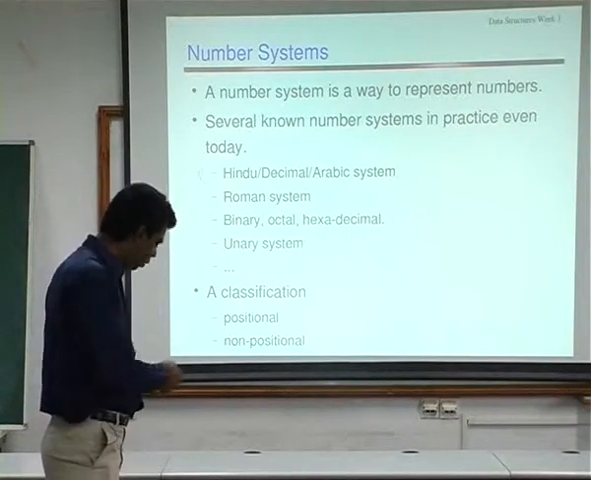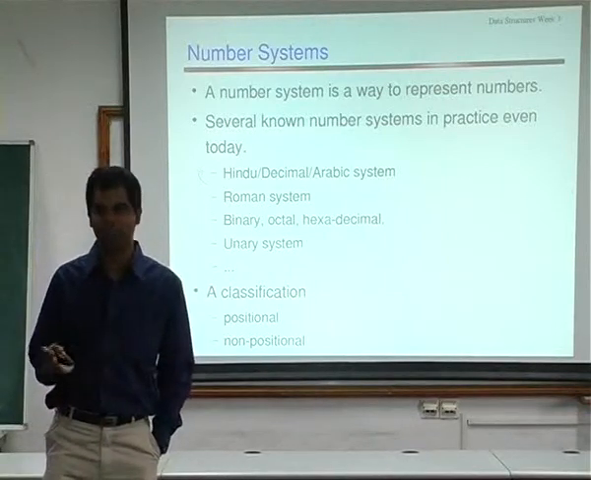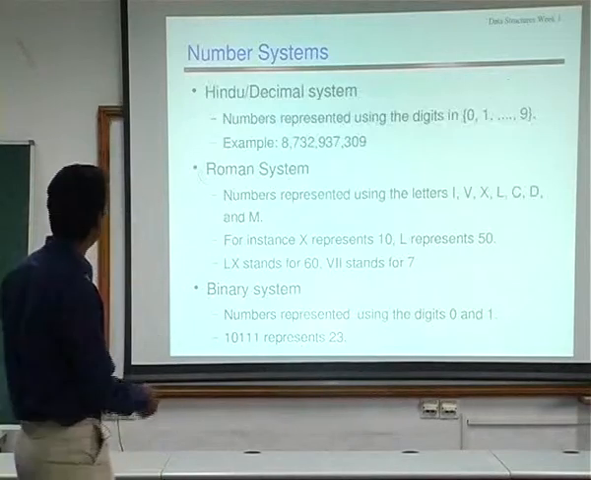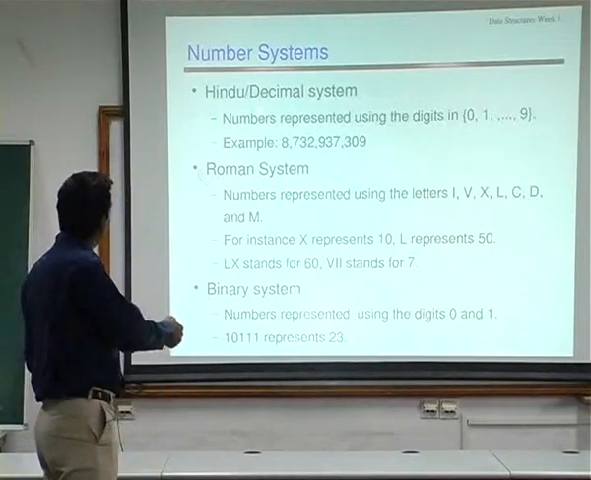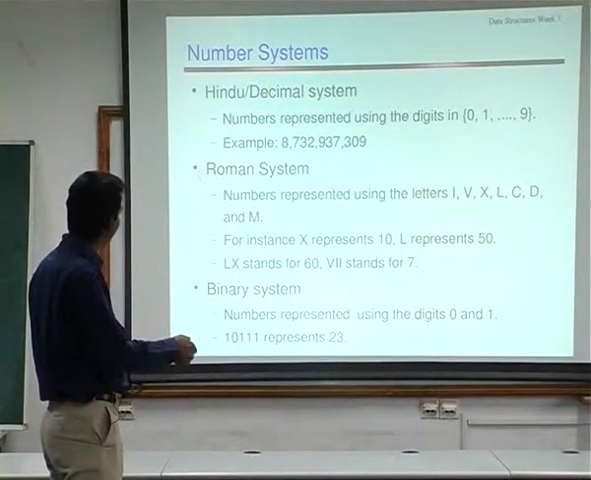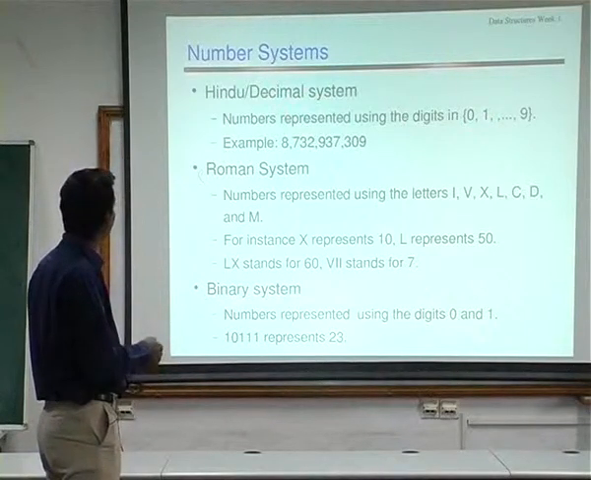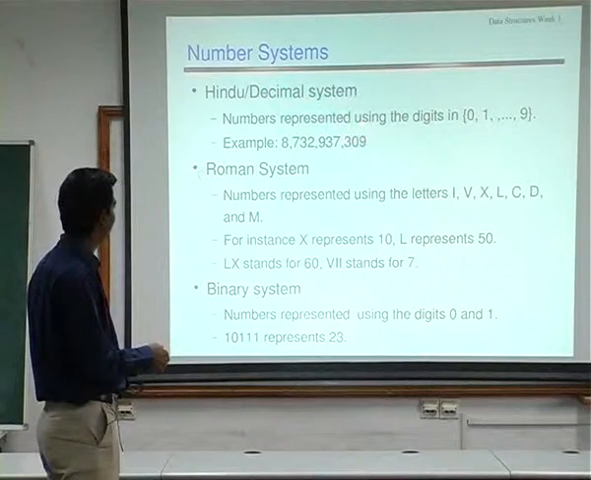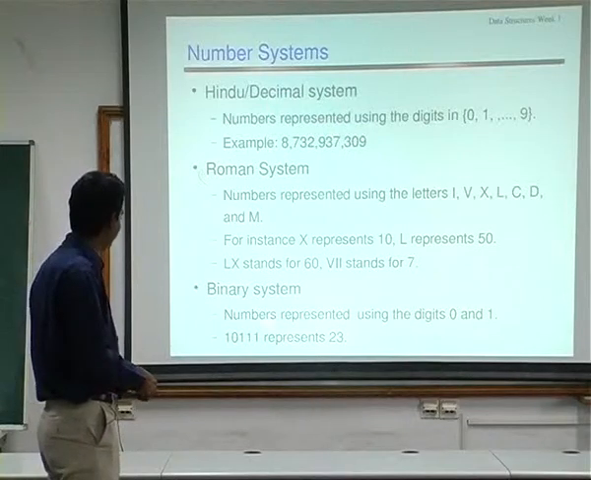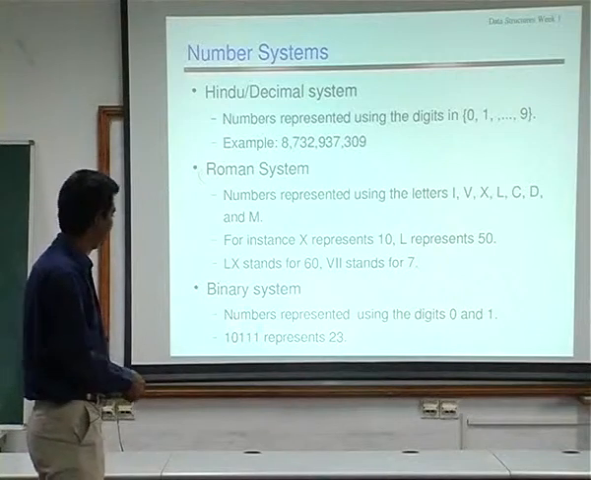Okay. Now, one way to classify all these number systems is by considering whether they are positional or non-positional. What we mean by that is that in a system such as Hindu or decimal system or even binary system, there are these digits 0 through 9 in the case of decimal and 0, 1 in the case of binary, and every position has a certain weight. So here the weight is 1, here it is 10, here it is 100, 1000, 10,000, so on and so forth. And here, for instance, this is 1, this is 2, this is 4, this is 8, and this is 16. These are the weights, right?